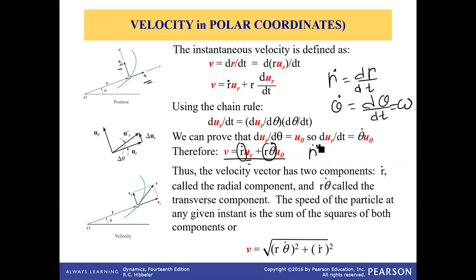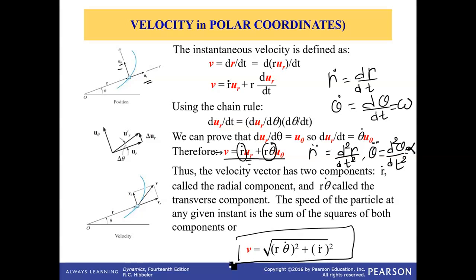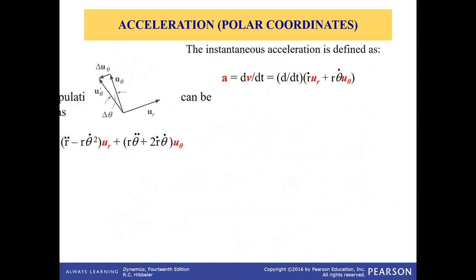Similarly, r double dot is the second derivative of r, which is d square r by dt square, and theta double dot is the second derivative of theta relative to time, which is also called the angular acceleration alpha. So we can calculate the total velocity by calculating the radial and transverse components of the velocity using r dot and r theta dot. Then write the velocity as a vector and get the magnitude of the vector using the square root of r dot square plus r theta dot square.